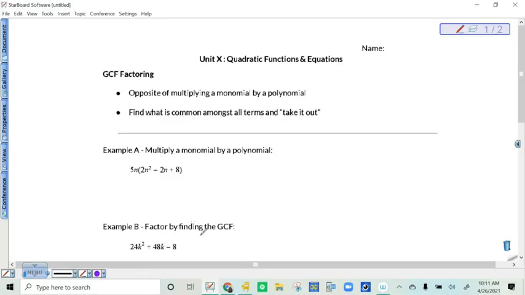And let's try and make this somewhat quick, because I'd rather give you more time to practice than make you listen to me for a super long time. So we're going to review a couple of things. First thing we're going to look at is this GCF factoring.